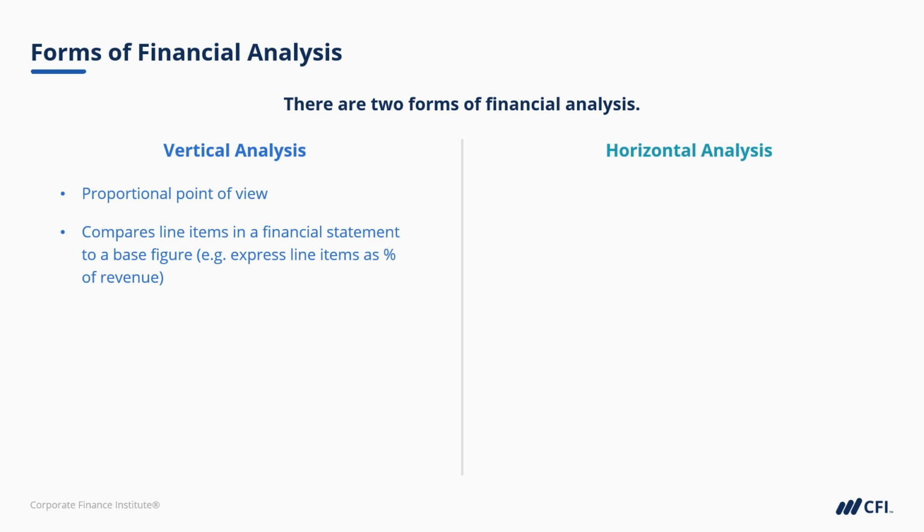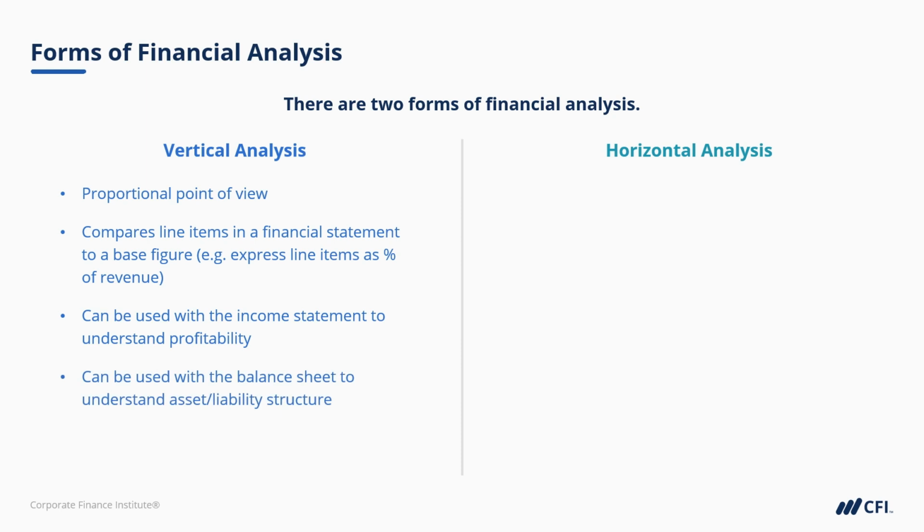For example, using the income statement, we can take components under revenue and divide by revenue in order to express it as a percentage to get a sense of how profitable the company is. We can analyze the balance sheet by looking at individual components and dividing those by either assets or liabilities, depending on which side of the balance sheet you're using. For example, what percent of total assets are current versus fixed?